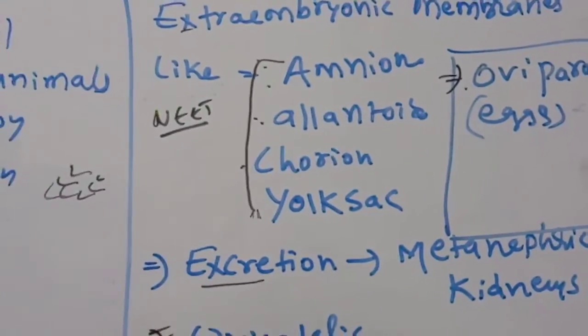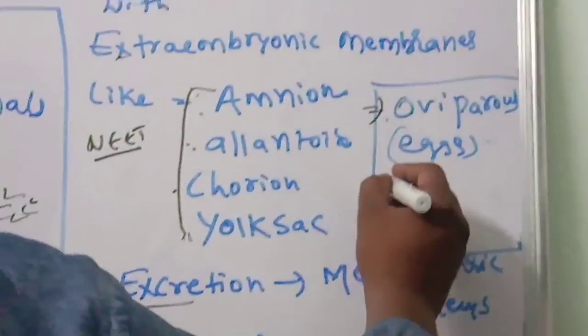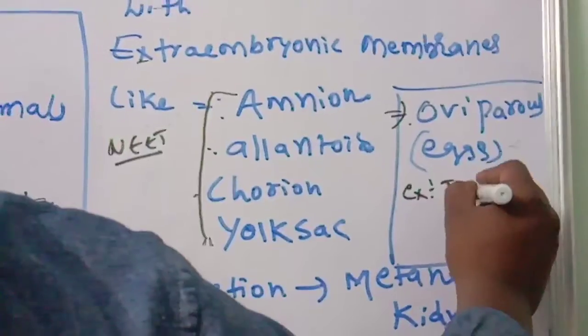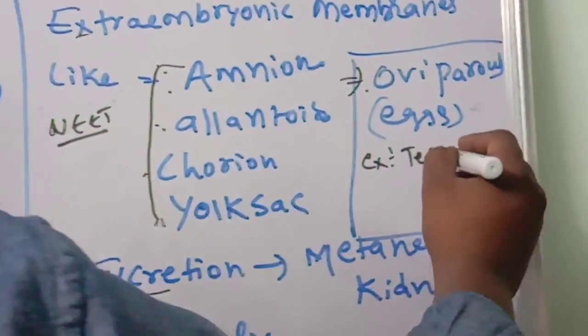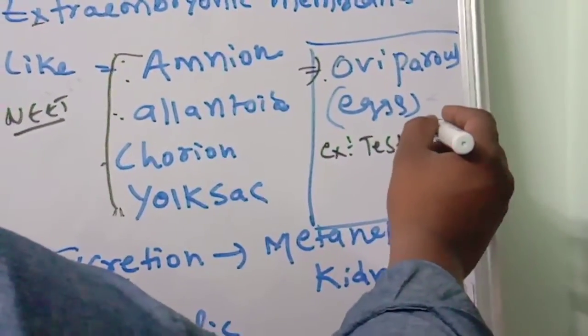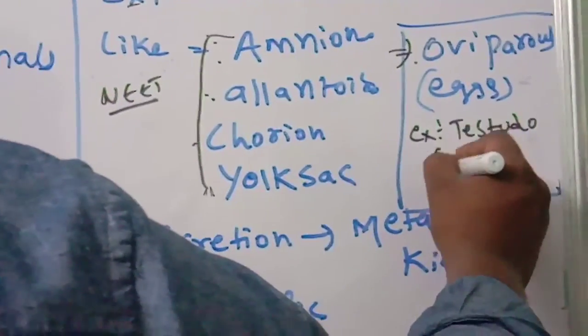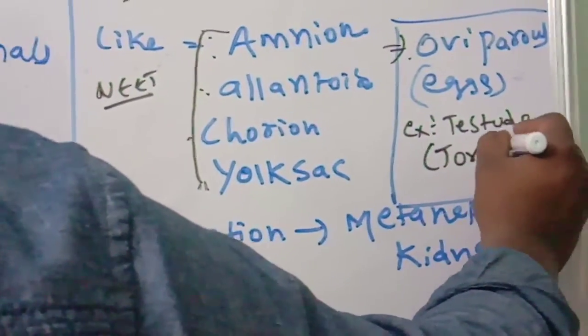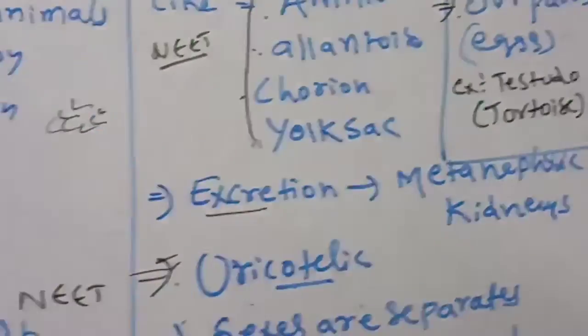For example, here I am telling Testudo. What is Testudo? You know very well, tortoise. Tortoise is the best example. Some more examples I will write tomorrow.